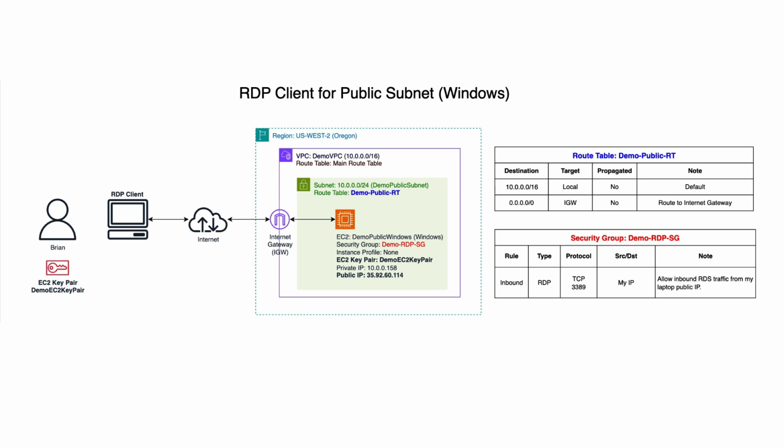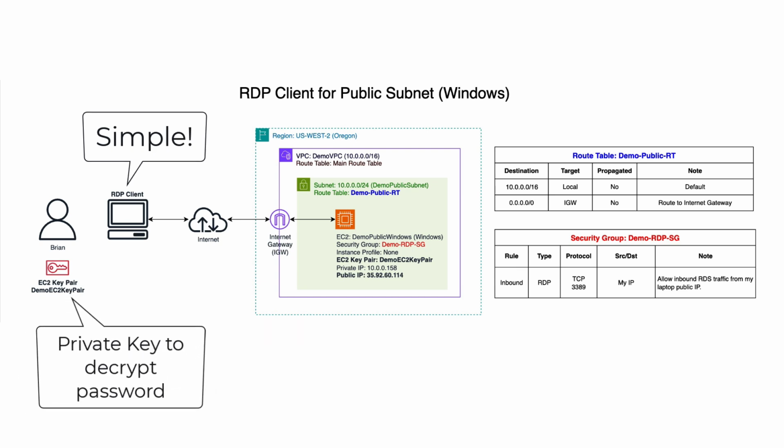You can see that using an RDP client application to connect to your EC2 is fairly straightforward. However, this solution has some drawbacks. First, you need a private key to decrypt the administrator password. This may not be a big deal if you're working alone or in a small team, but imagine if you have thousands of servers with hundreds of people who need to connect. Now you need to either distribute thousands of private key files or passwords to hundreds of people.